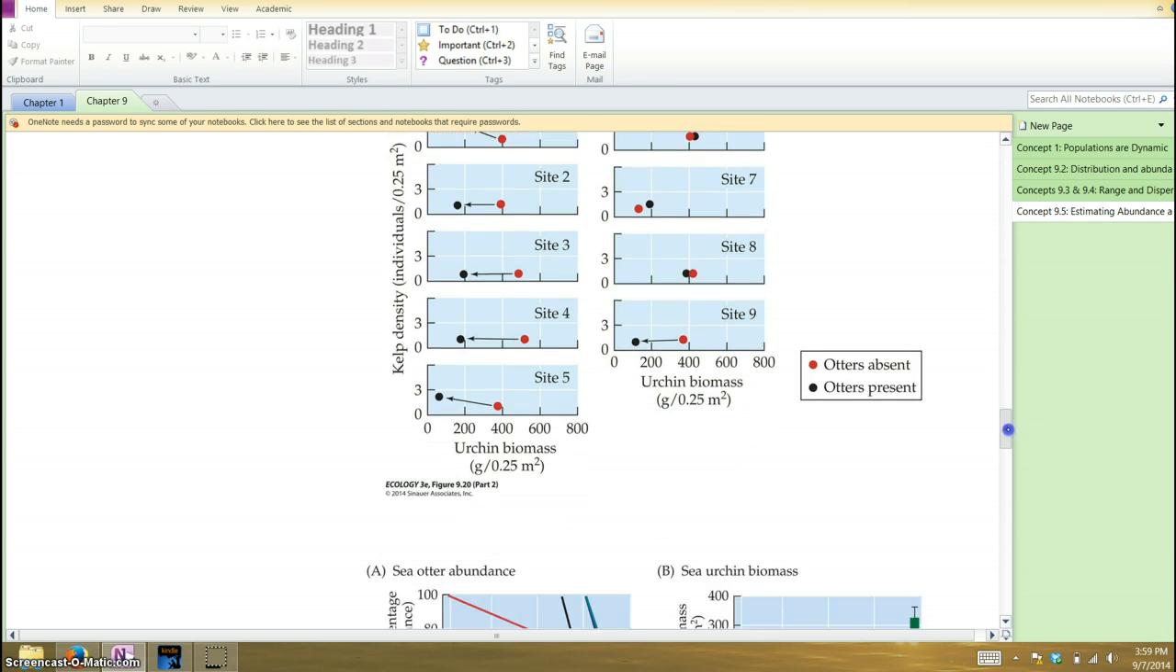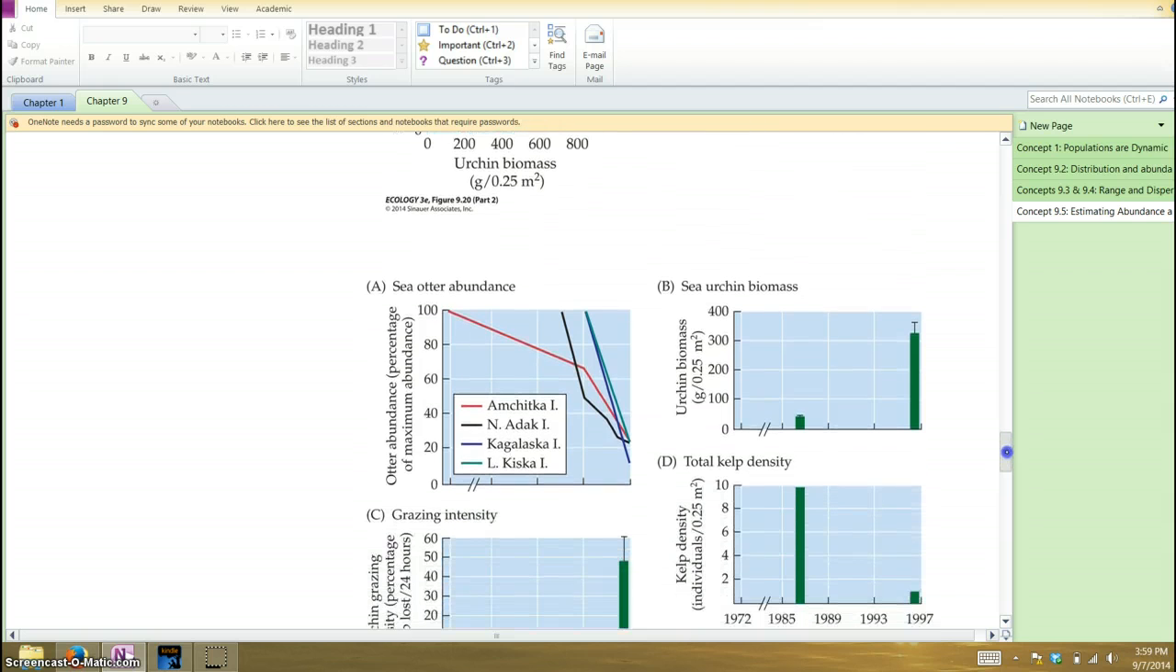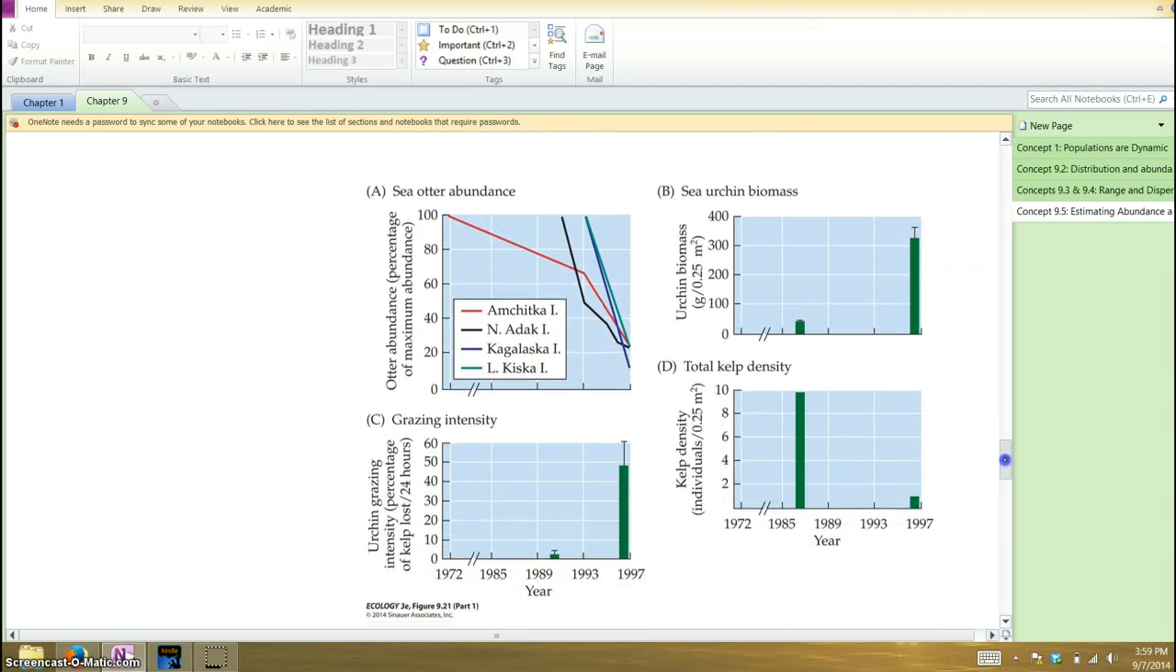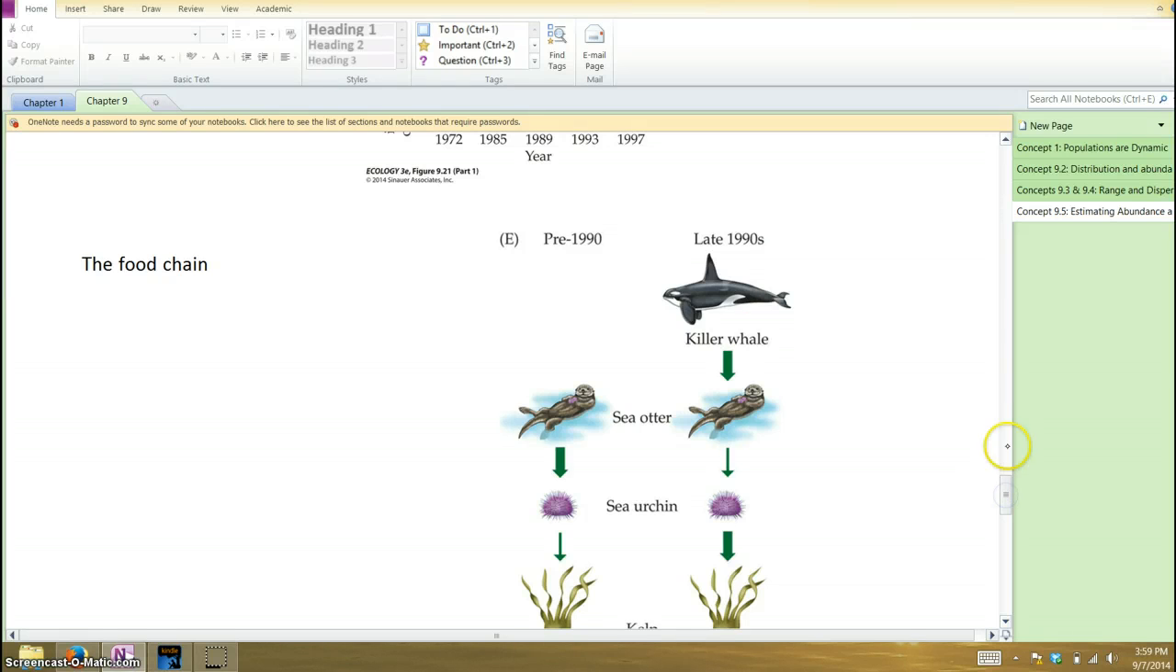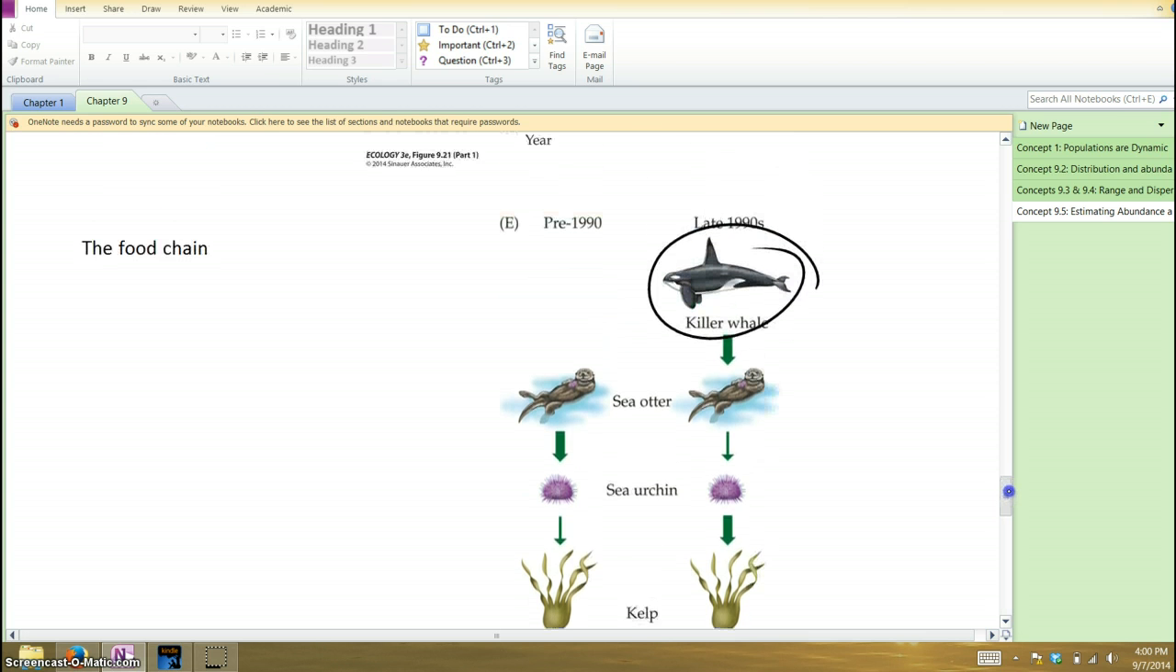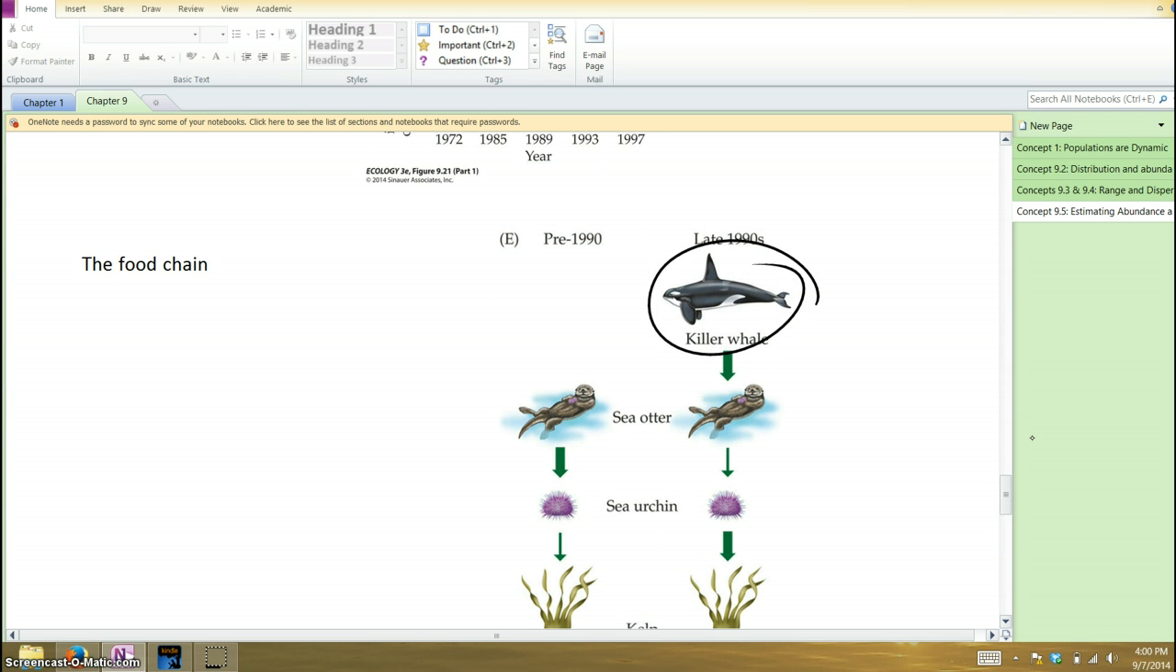Now, why did the sea otters decline from the 1970s on? It's thought that killer whales played a role and were significantly depleting the sea otter populations, which led to the more recent decline in them as opposed to the hunting that occurred earlier.